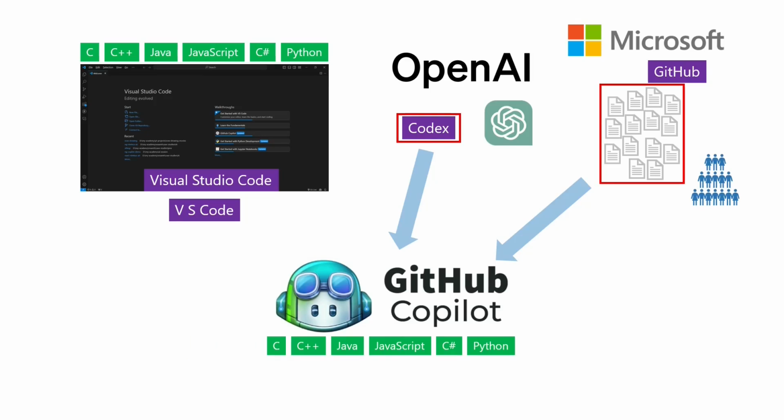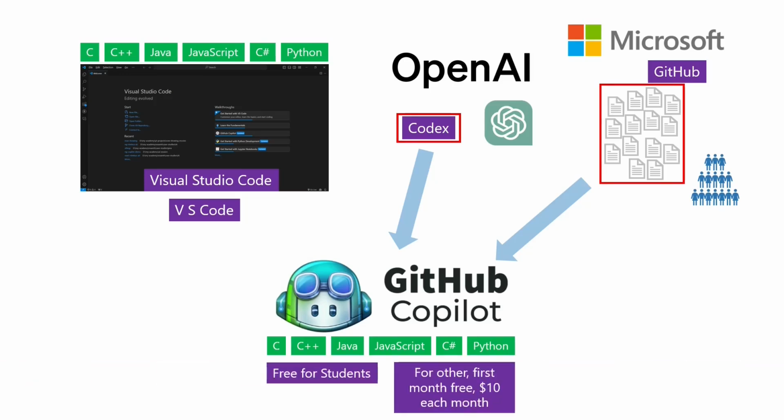GitHub Copilot is not free for everyone. It is free for students. For others, the first month is free, then $10 needs to be paid every subsequent month. I am using GitHub Copilot by paying $10 each month.